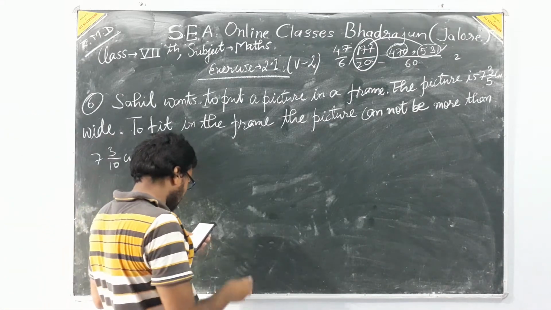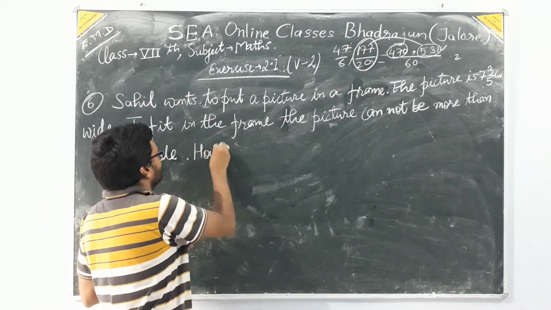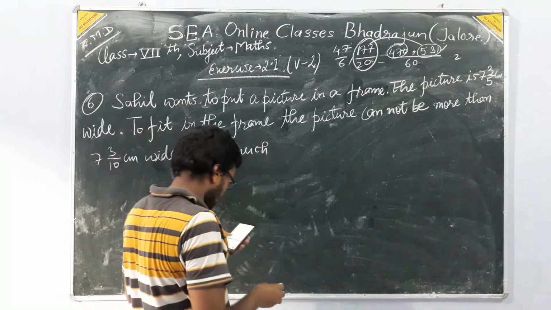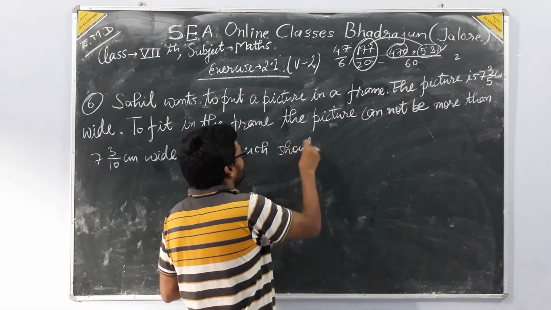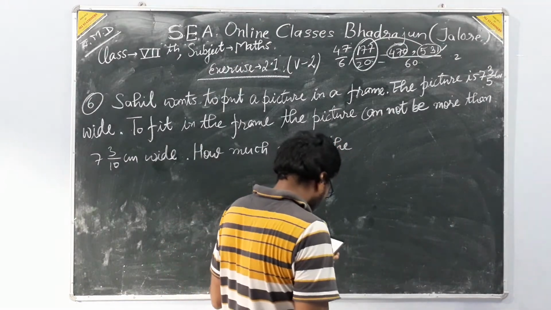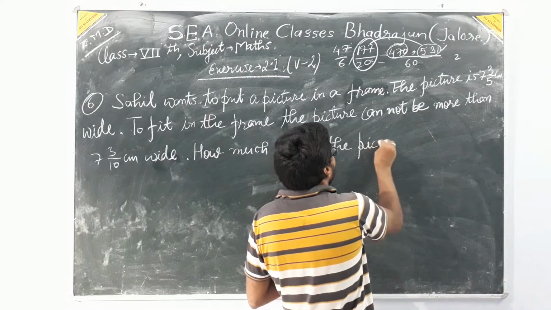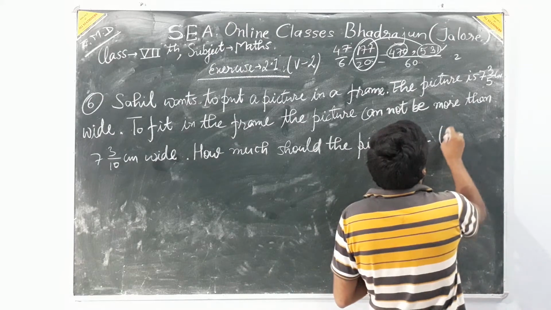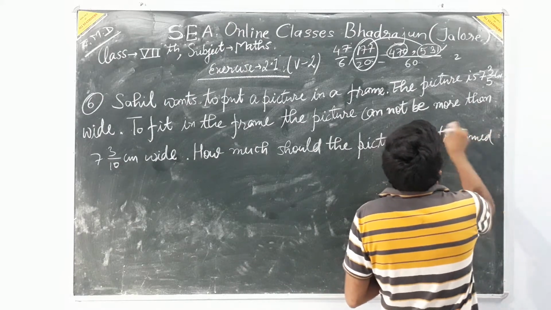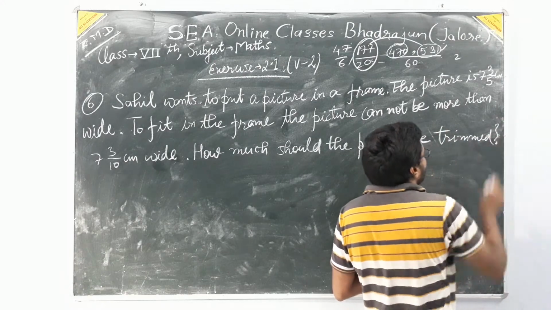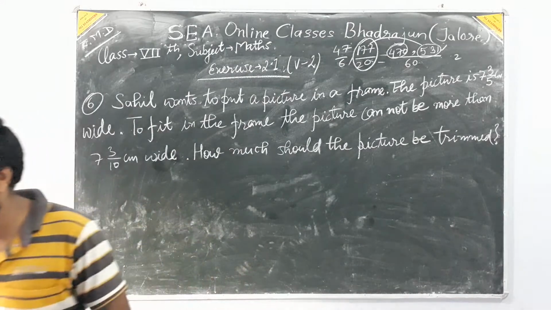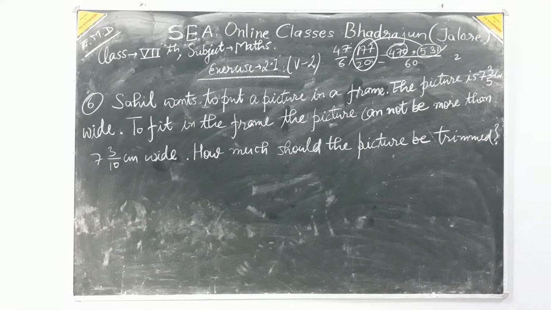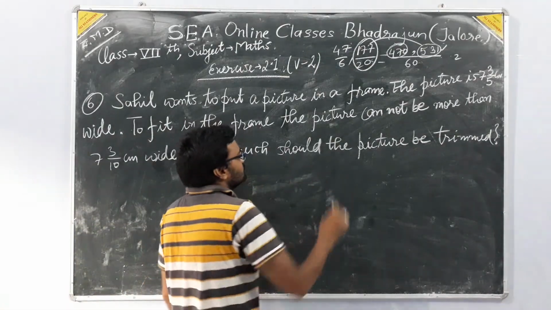How much should the picture be trimmed? Okay, trimmed means कितना छोटा किया जाए आसपास से उसको, है ना, चारों तरफ से. Okay, now we will see how much should the picture be trimmed.